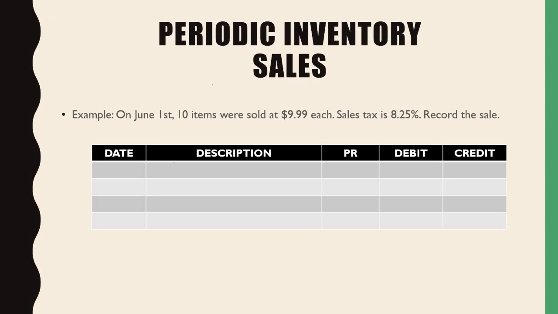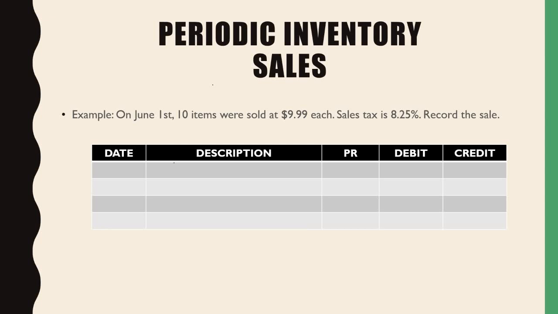So in this example, on June 1st, we sold 10 items at $9.99 each. Sales tax is 8.25%. Record this transaction. Okay, let's see here. So you want to put the date, obviously.